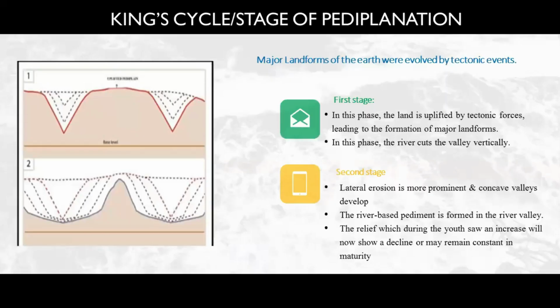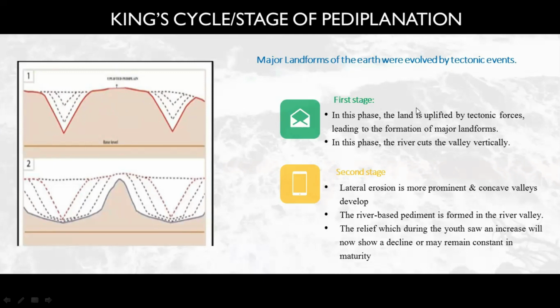Now, till now we have seen parallel retreat. Let us see the stage of pediplanation. Till now, we have seen how the scarps or the slopes retreat. Now we will see how relief is also destroyed along with slope retreat.